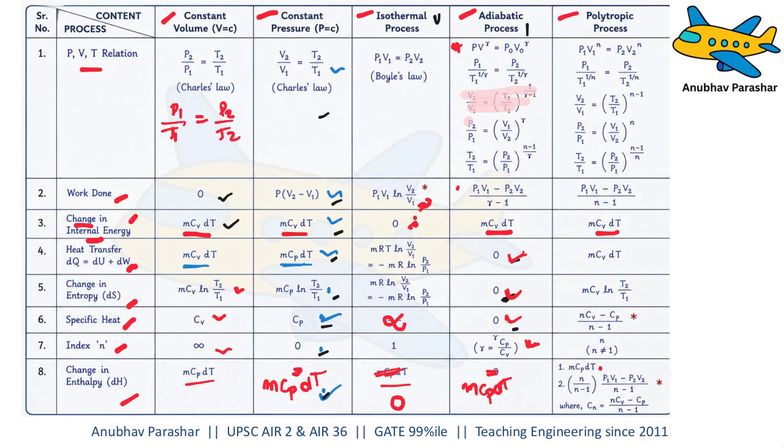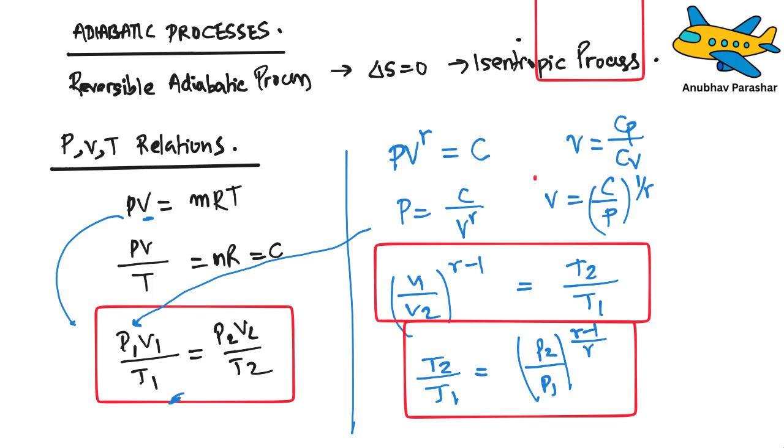So let us now try to create the work done for an isothermal process. Let us try to create what is the work done for an adiabatic process. So work done.